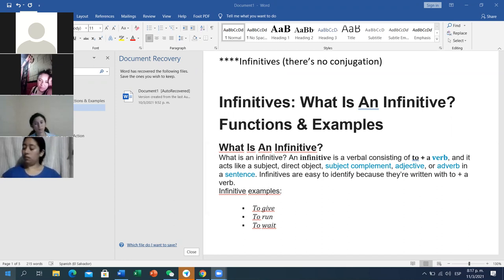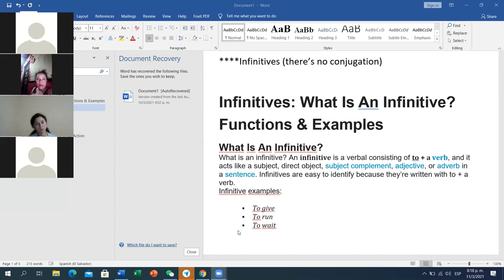Verb and action like something. Did it, of, took, complete, a adjective of Albert in a sentence, infinity, are racing to identify because there will to anchors a verb.